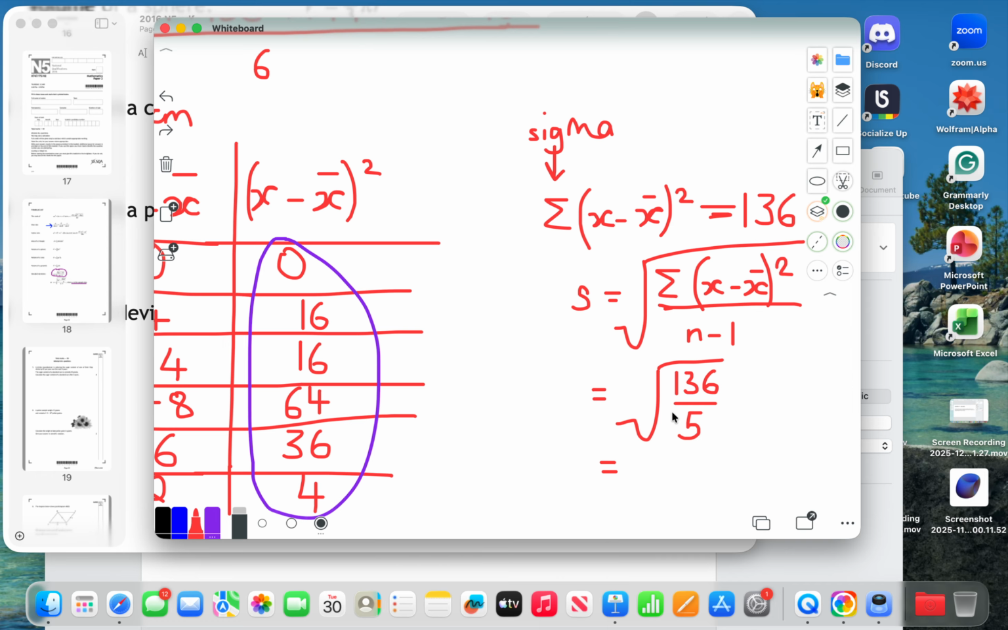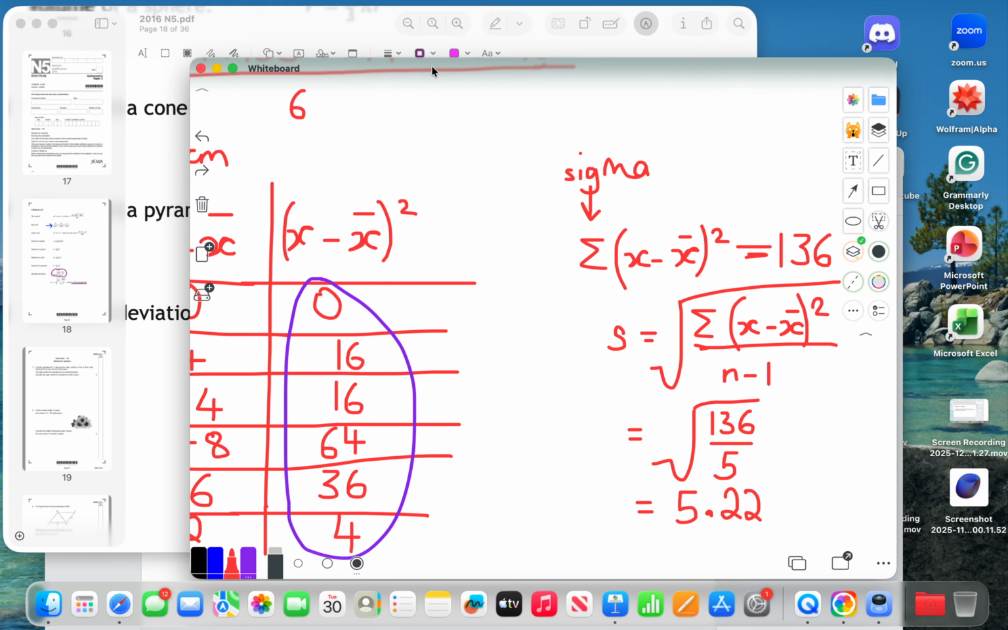Make sure you put the square root over the entire fraction. Don't just put it over the 136. Again, this is a common thing that I did wrong back in 2016, 2017 when I was in school and I did this course. So you do 136 divided by 5 in the calculator and then take the square root. And to 2 decimal places, we're going to have 5.22.